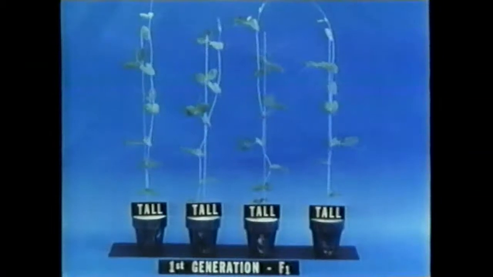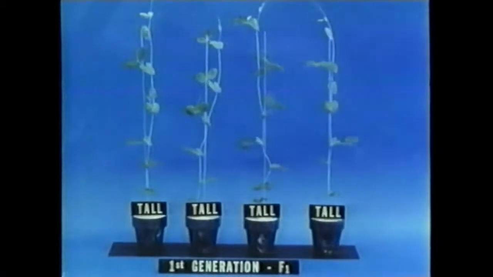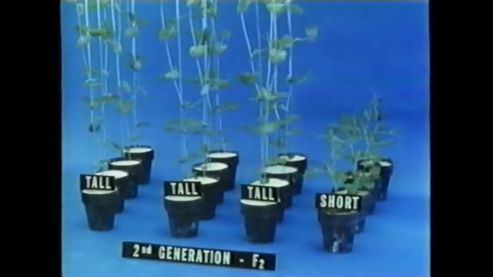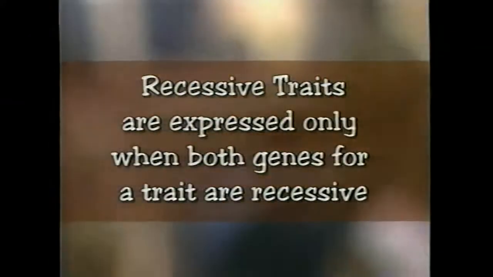A dominant trait is expressed whenever its dominant gene is present, but a recessive trait seems to disappear whenever a dominant gene is present. In other words, dominant genes mask the presence of recessive genes. Recessive traits are expressed only when both genes for a trait are recessive.